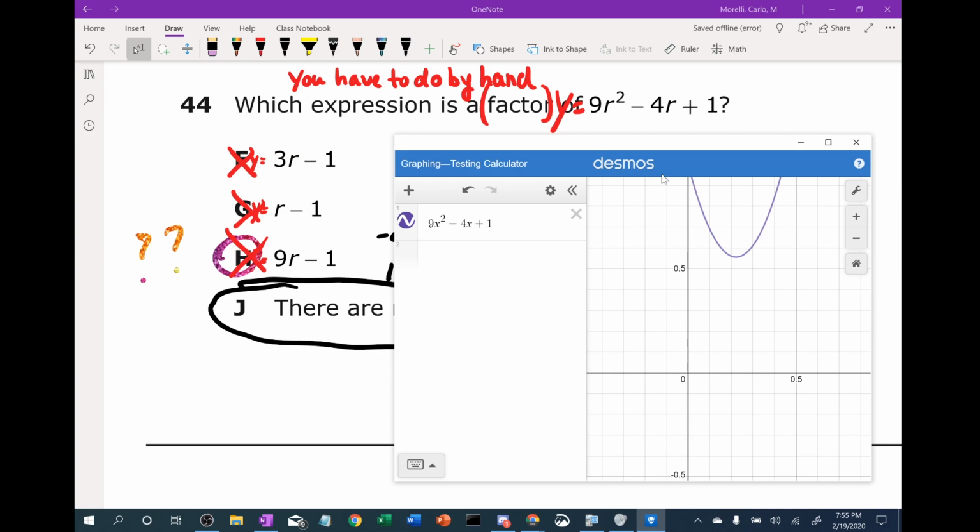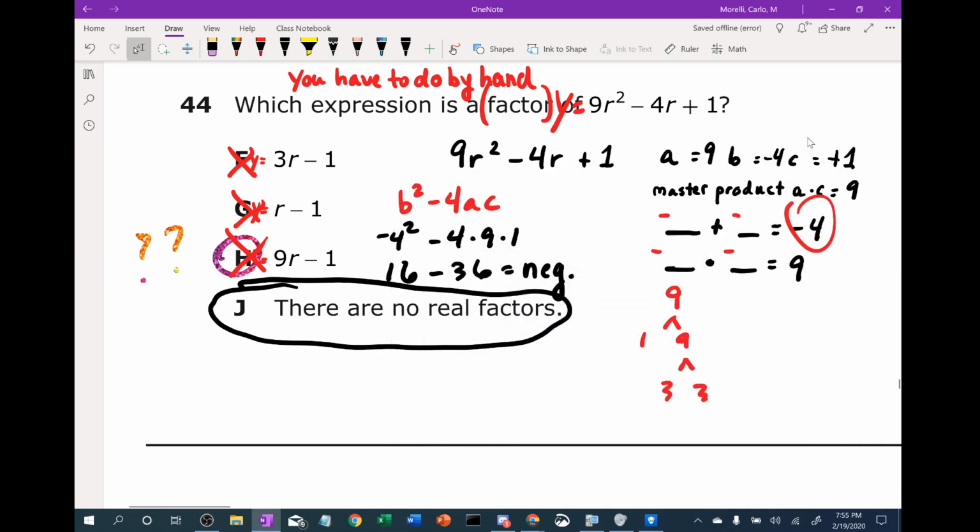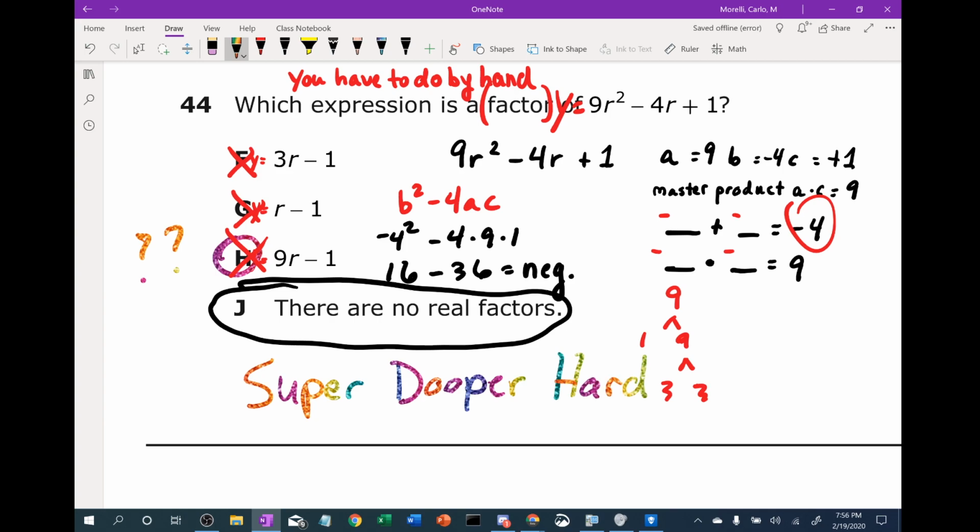I would say, guys, this question right here, we would call this super duper hard. That was probably the hardest question on that test.